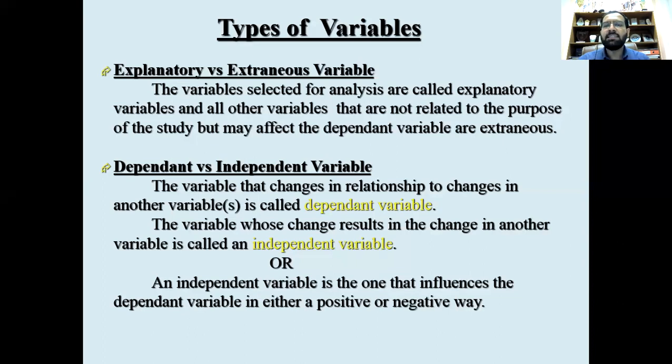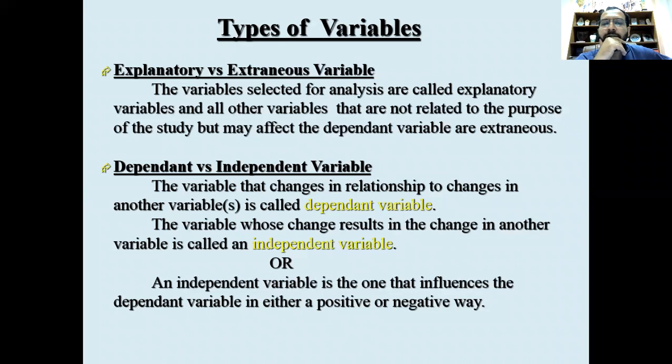The variable that changes in relationship to changes in another variable is called the dependent variable. Whenever we take two variables, simple as that, we can take x and y. You can put a graph. So a change in x will make a change in y. So y is equal to f(x). Y is a function of x. So x will take the values, and according to x, y will change.